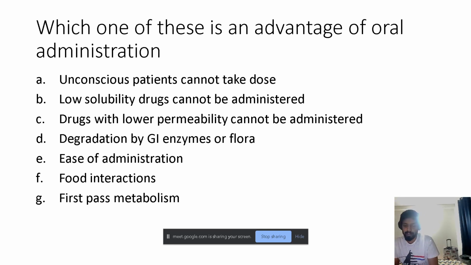Most of these sort of look like disadvantages of oral administration, right? So they're asking for an advantage. One of the biggest advantages of oral administration is its ease of administration. You just pop a pill and drink some water and it's done. So that's the correct option.